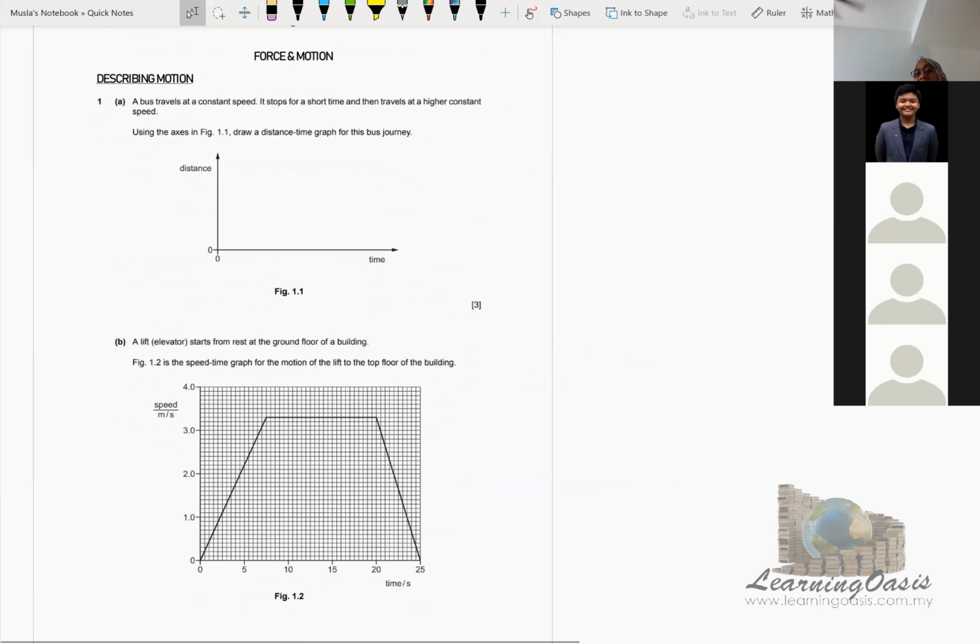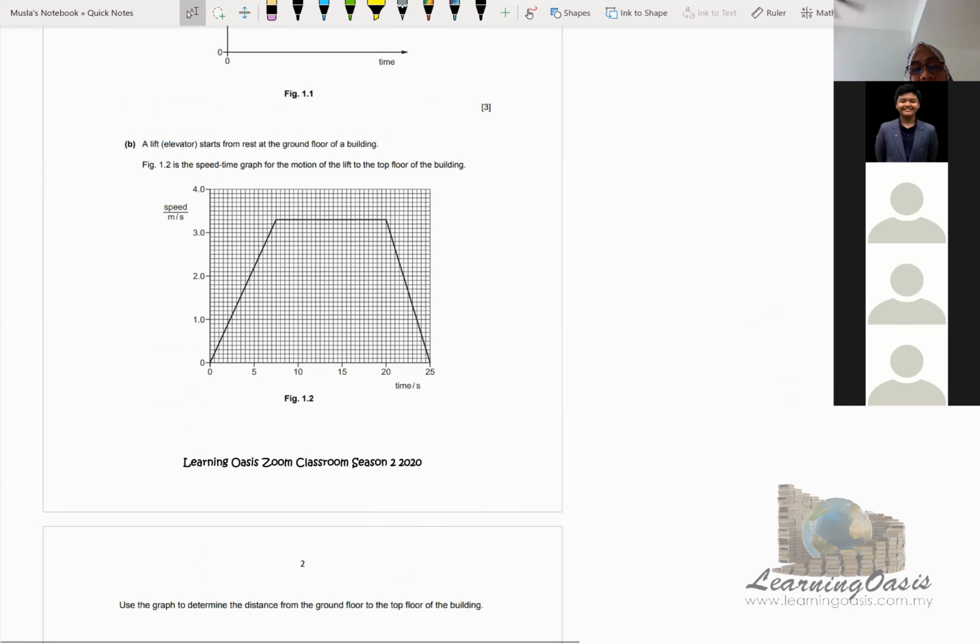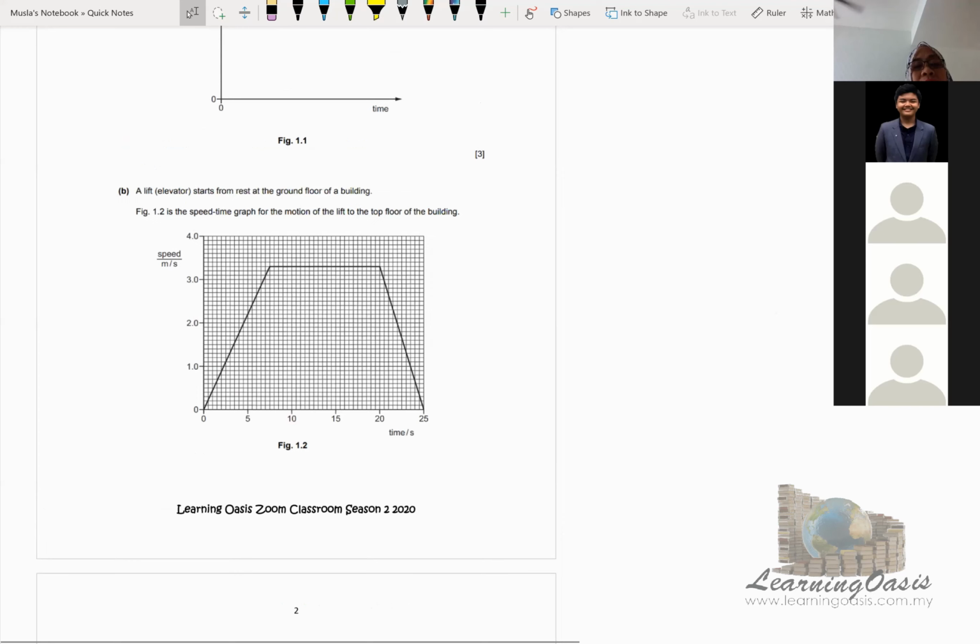You have to be good at describing motion. A bus travelling at a constant speed is stopped for a short time, then travels at a higher constant speed. Use the axes to draw a distance-time graph for this bus journey. Either sketch on your notebook or do it on your paper. And the second one, they ask what? Use the graph to determine the distance from the ground floor to the top floor of the building. Okay, do it now.